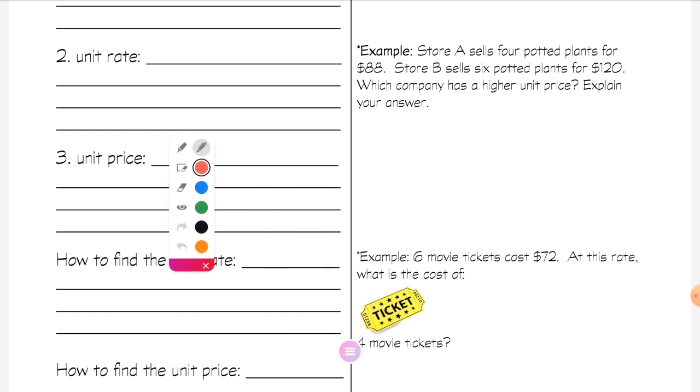So we're going to start with store A. Anytime price is involved, where does it go in my rate? Top. So store A, it's $88 for how many plants? So for 4. So for 4 plants, I'll just put it right here. For store B, how much is it? $120 for how many plants?